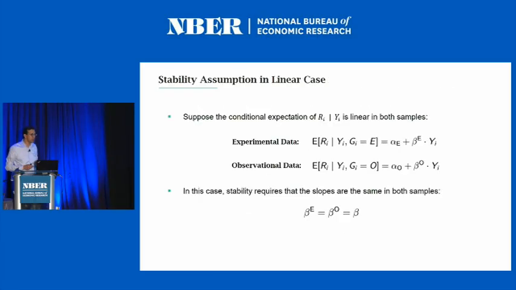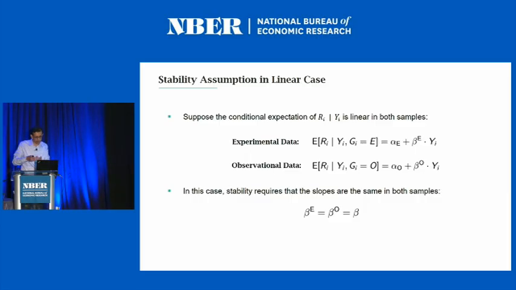So now I'm going to hone in on the linear case and then show how identification works in this context because it's very transparent. So suppose again that the conditional expectation of R given Y is linear in both samples, all right? Then what does the stability assumption require in this context? It requires that those two slopes, dR/dY, are the same in both of these samples. So beta E has to equal beta O. Let's call those slopes just beta, okay?